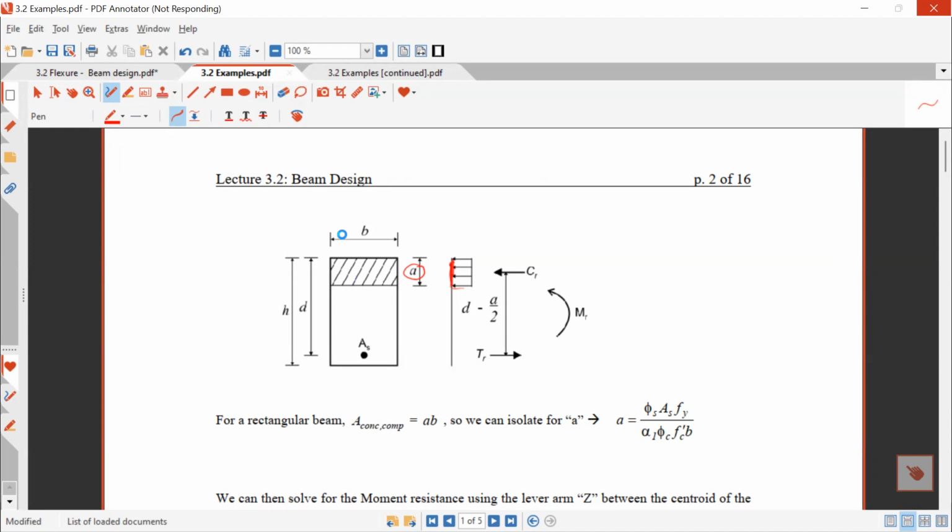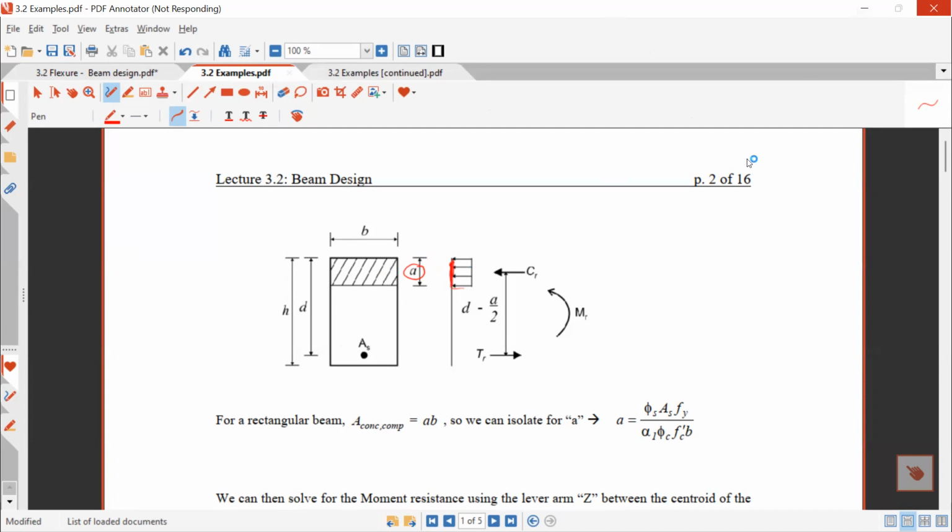What's left? We need to know how to determine the amount of steel if we're given a factored moment. Until now, what have I done? I've given you a beam section, different shapes, rectangular and non-rectangular, and I told you to find moment resistance. What about if I'm doing design? Meaning I've done an analysis, I know what moment I need to resist, and I need to find the amount of steel I need to put in that beam. That's the primary requirement in design.